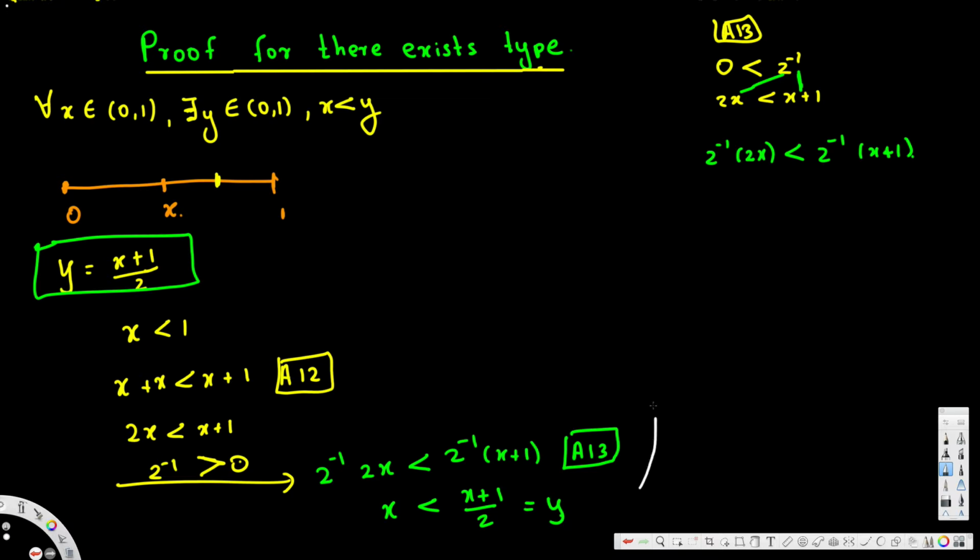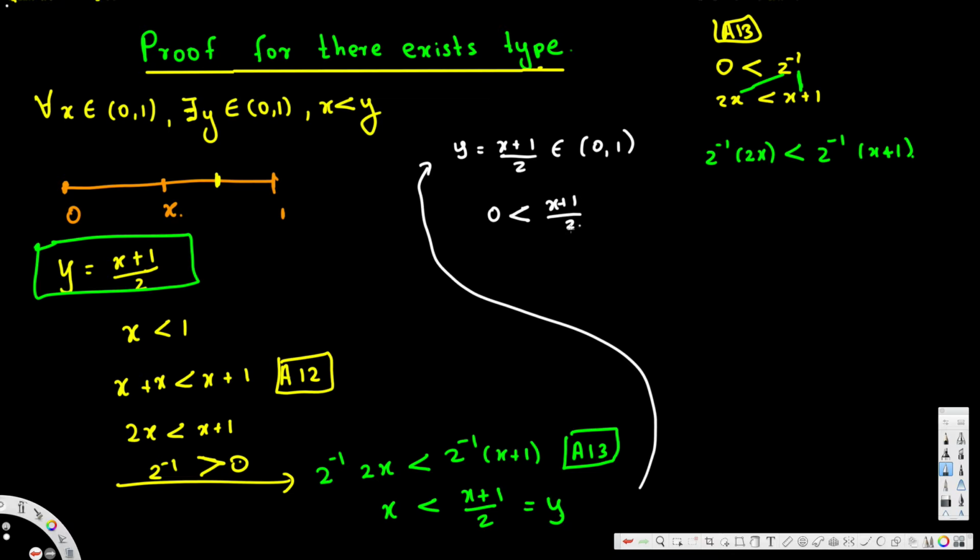Okay, let's continue here. So first we say y is equal to (x plus 1) divided by 2 belongs to (0, 1). We have to show it's in between that. And first we have to show this is greater than 0. So 0 is less than (x plus 1) divided by 2. Now we know that x is greater than 0. Therefore if we add 1 to that, x plus 1, as we did before, this is axiom number 12. Whenever you have 0 less than x, if you add whatever to both sides, it should be the same by axiom number 12.